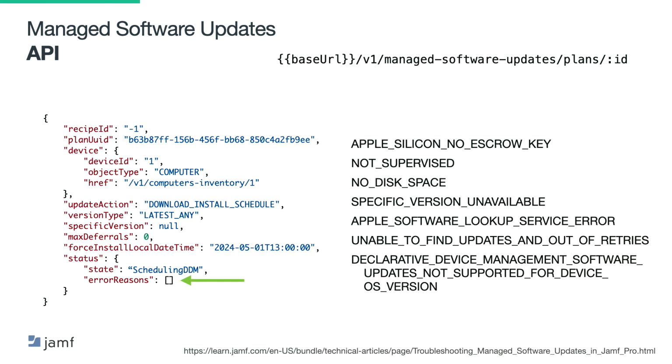This is one that's interesting. Declarative device management software updates not supported for device or version. It was running Ventura. You can't use this to upgrade a device from Ventura to Sonoma. Hopefully, I'm guessing we'll be able to see that being able to be used going forwards.